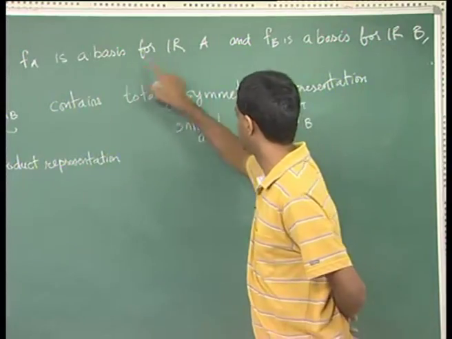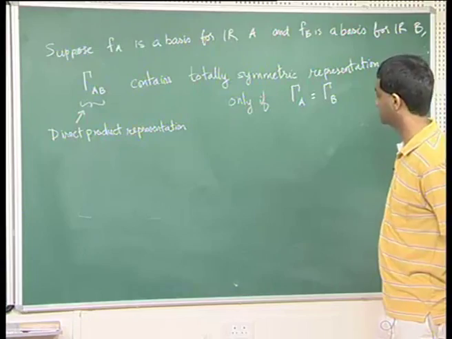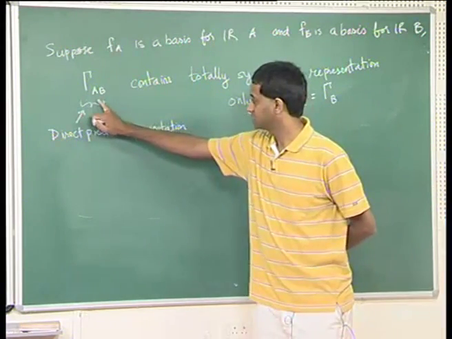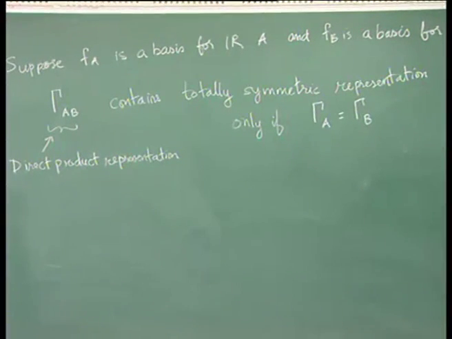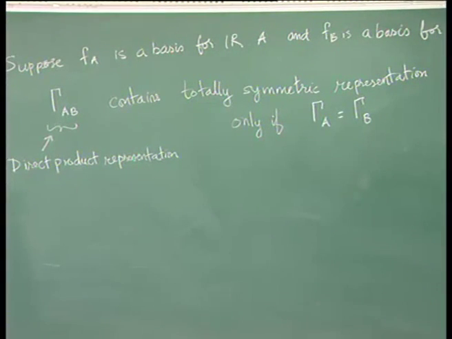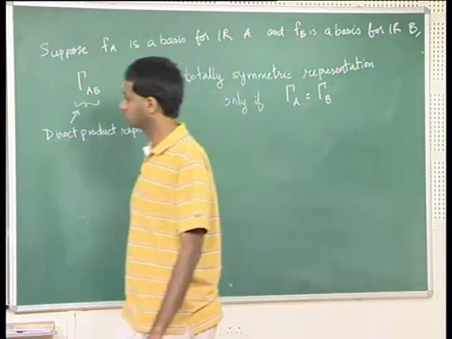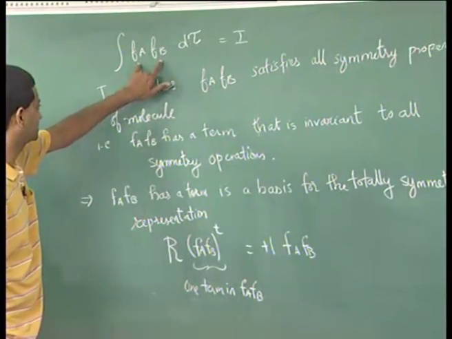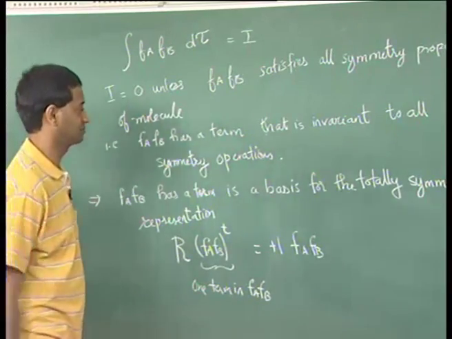So f_a is a basis for irreducible representation A, f_b is a basis for irreducible representation B, and gamma_AB, this direct product representation, contains a totally symmetric representation only if gamma_A equals gamma_B. This is very easy to show. It is just based on the expansion of a reducible representation in terms of irreducible representations. What is important is that you can just look at the symmetries of these basis functions, and you can conclude on the non-zero properties of this integral.